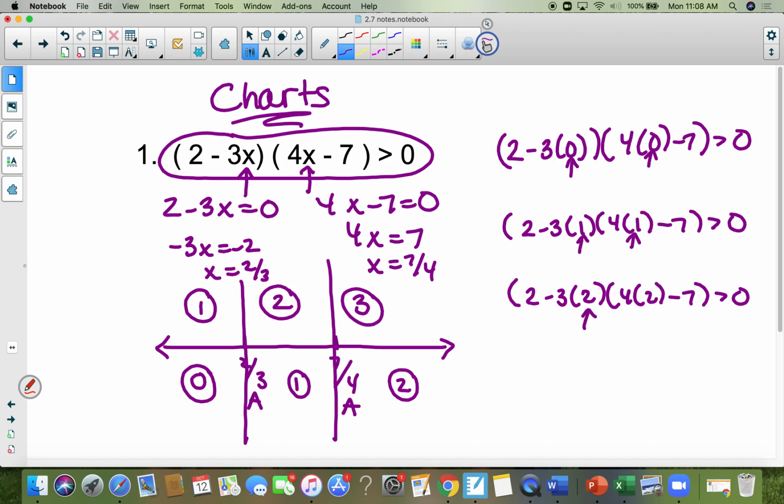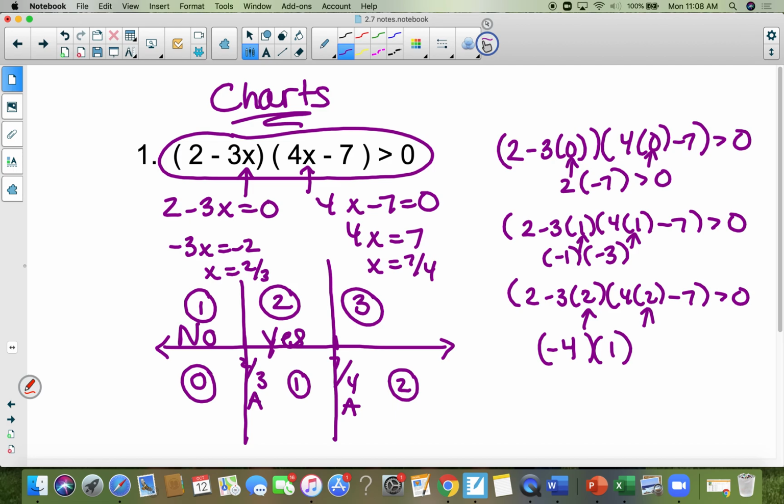And now I have to just see if it's a true statement or a false statement. This is going to make a 2, and this is going to make a -7. Is a -14 greater than 0? No, it's not. And then I do 2 take away 3 is a -1. 4 take away 7 is a -3. Is 3 greater than 0? Yes, it is. And then 2 take away 6 is a -4. 8 take away 7 is 1. Is a -4 greater than 0? No, it's not.